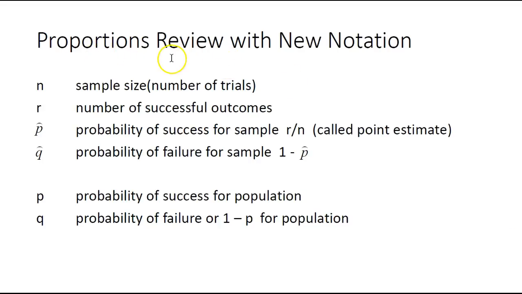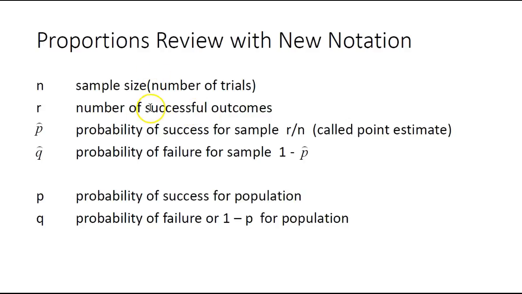Just a quick review of proportions, and there's some new notation here, so be very, very careful. If you remember with proportion, we had n trials, or sample size. This was how many times we attempted something, or possibly the number of people we talked to. And r was the number of successful outcomes, so the number of times or number of people we got the result we were desiring.